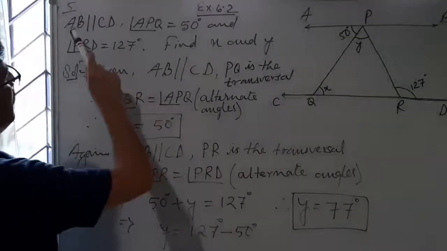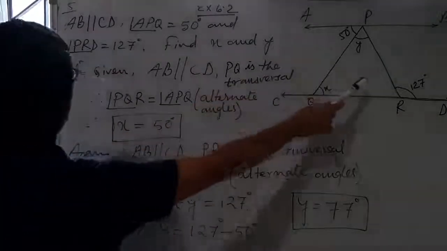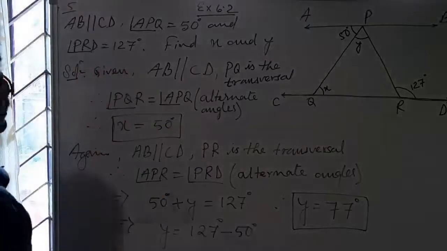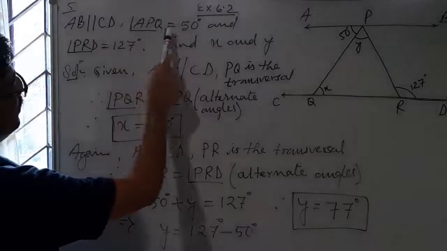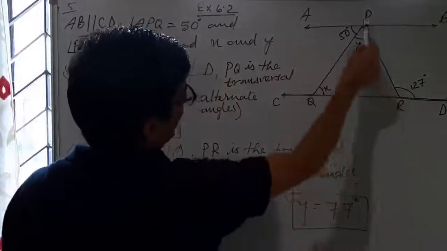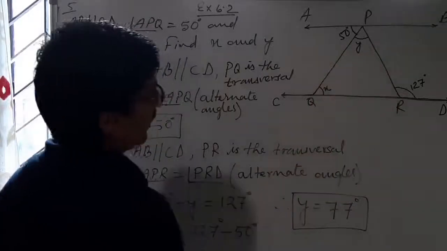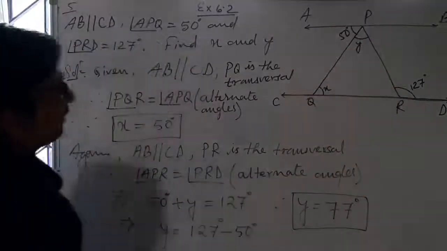So here is question number 5, and the question is asked for this figure. AB and CD are parallel lines. Angle APQ equals 50 degrees. There is a triangle, and these two lines joining the two parallel lines, PQ and PR, are transversals.